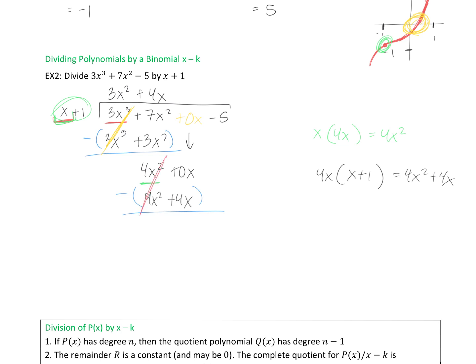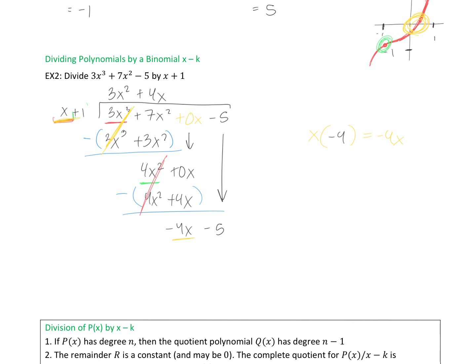And those two cancel out, and I am left with 0 minus 4x, so that's going to be negative 4x, and then bring down the negative 5. All right, so what are we doing so far? We have one more cycle to go, or at least hopefully. So the question is, how many times can x go into negative 4x? Or x times what gives me negative 4x? And that would be negative 4.